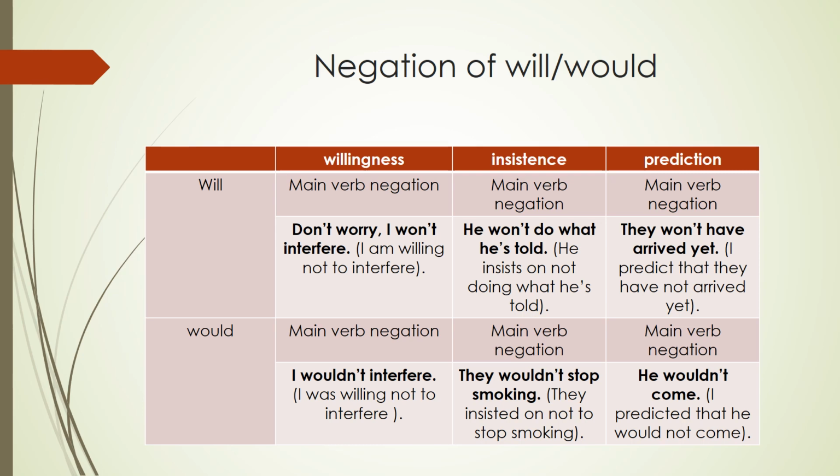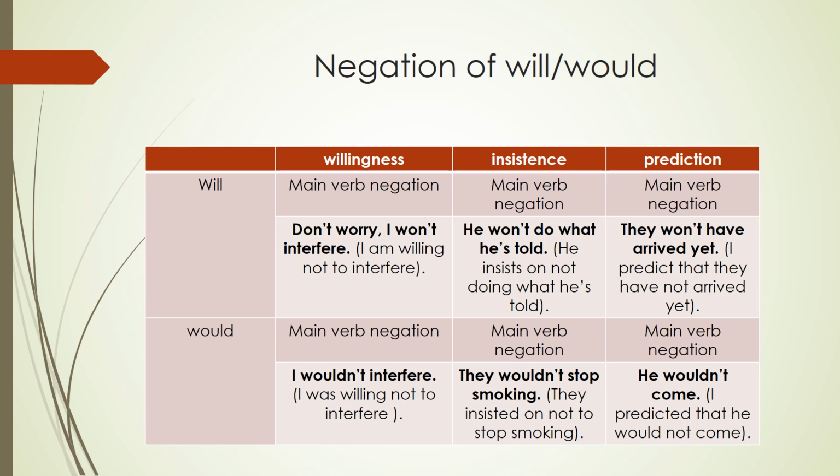As you see here from this table, both will and would in all these three meanings have only one pattern in negation, which is the main verb negation, which means that the main verb is going to be negated while the auxiliary is going to be kept outside the scope of negation. So the meaning of the modal auxiliary is going to be positive, while the meaning of the main verb is going to be negative, because it is only the main verb that is within the scope of negation.